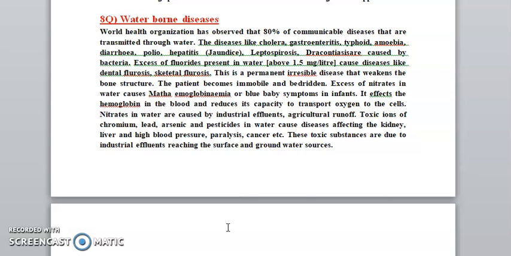Excess nitrate in water causes methemoglobinemia, or blue baby syndrome. It affects the hemoglobin in the blood and reduces its capacity to transport oxygen to the cells. Nitrate in the water comes from industrial effluent and agricultural runoff. Toxic ions like chromium, lead, arsenic, and pesticides in the water cause diseases affecting the kidney, liver, and blood pressure. Paralysis, cancer, etc. are also caused. The toxic substances from industrial effluent reach the water surface.